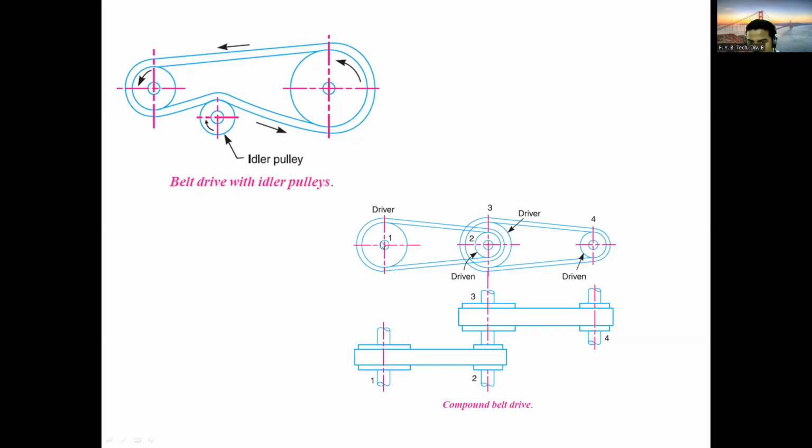बघा एक नंबर ड्रायव्हिंग पुली, सेकंड ड्रिव्हन पुली. ओके, त्याच्यानंतर त्याच शाफ्ट वरती तिसरी पुली माउंट केलेली आहे, ओके, with changing the diameter of the pulley. Then fourth is the driven pulley again.